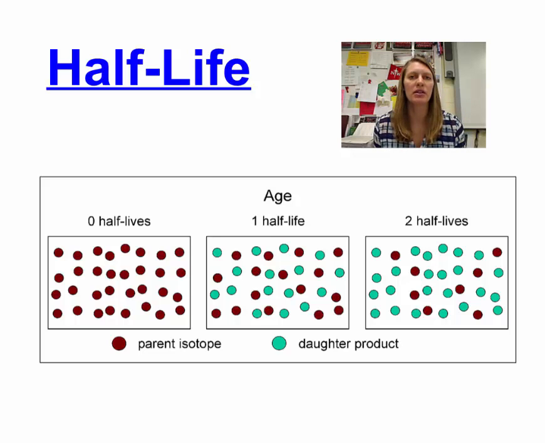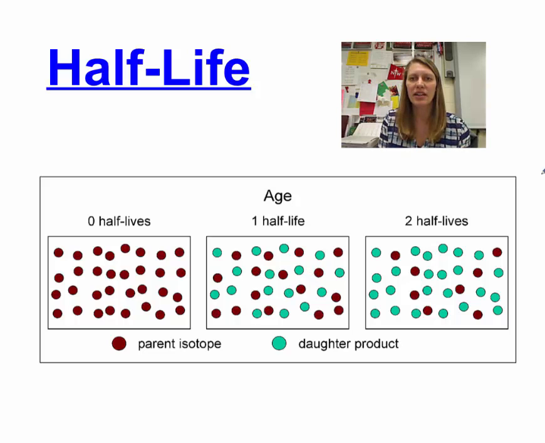A half-life is simply the amount of time it takes for half of a radioactive substance to decay into a more stable substance. In this diagram here, you can see this represented by the parent isotopes and the daughter isotopes. At 0 half-lives, so at our original start time, we have all of this parent radioactive isotope. And then after 1 half-life, we now have half of our original sample from before. And the other half has turned into the daughter product. So it doesn't just disappear, but rather it turns into something different.